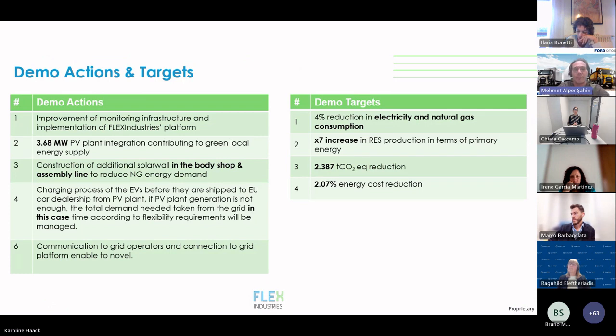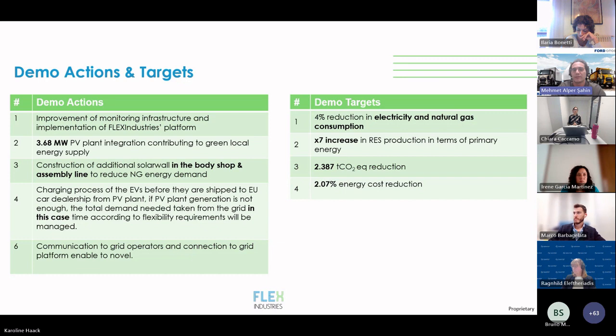To sum up, our demo actions and demo targets are improvement of monitoring infrastructure and implementation of the Flex Industries platform, a 3.68 megawatt photovoltaic plant integration to green local energy supply, and also construction of a solar wall in the body shop and assembly line, and implementing a battery energy storage system to charge electric vehicles before they are shipped, and also communication to the grid operator and connection to the grid platform.